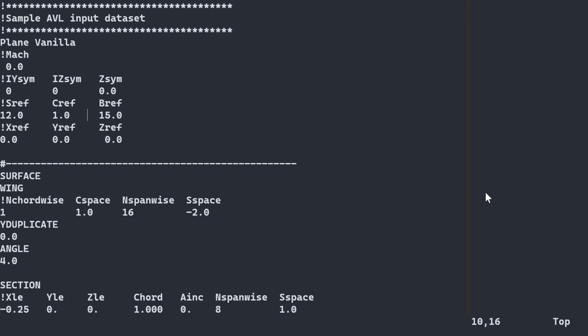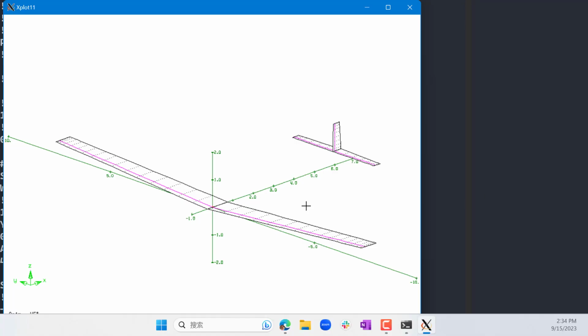Now, which one do we use? We have x, y, and z moments, right? If you look at the coordinate system, x points from the nose to the tail, z points upward, and y points in the spanwise direction. So an x moment, a moment around x, is what kind of moment? It makes the right wingtip go.